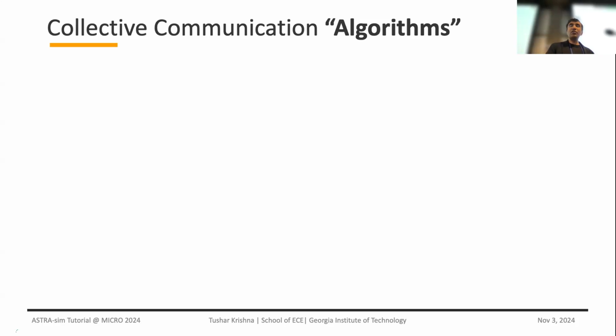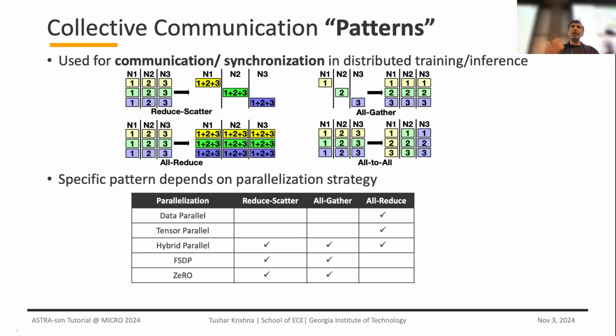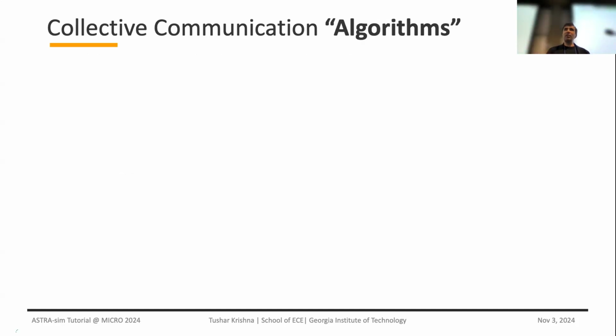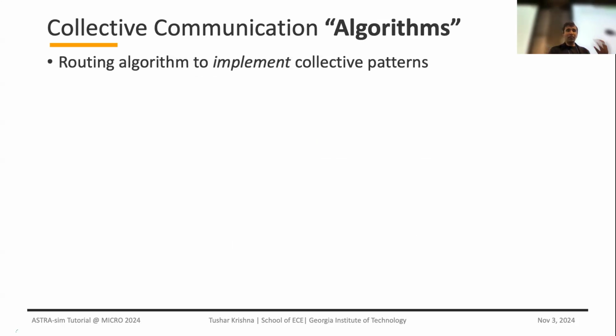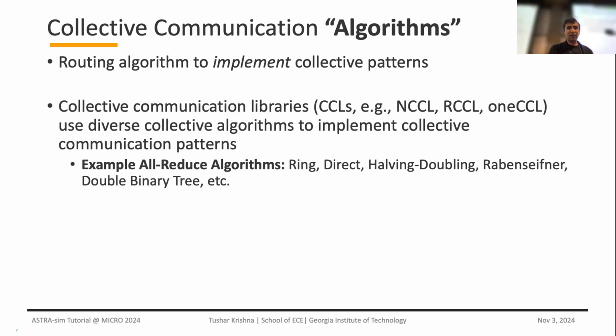So given a collective communication pattern, the pattern is more of a mathematical formulation. Another term you'll see in literature is collective communication primitive. So this is just a mathematical formulation that this is what needs to happen, based on the data that's there at the different NPUs. But an algorithm is how this actually gets executed and implemented in your system. And so I like to think of this almost like a routing algorithm to implement your collective patterns.